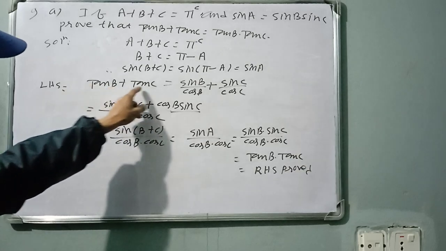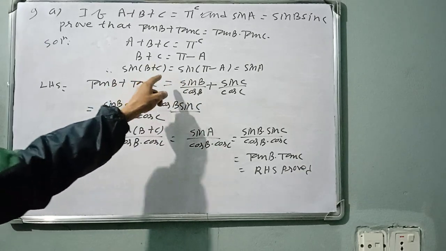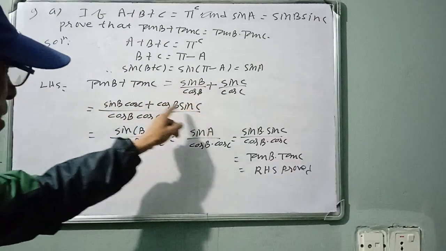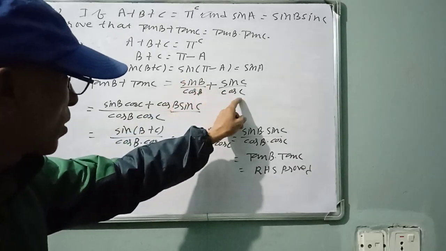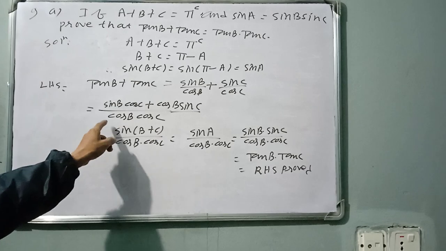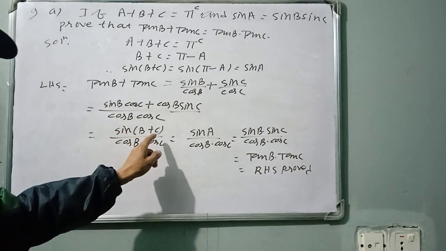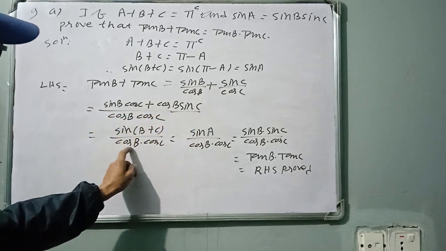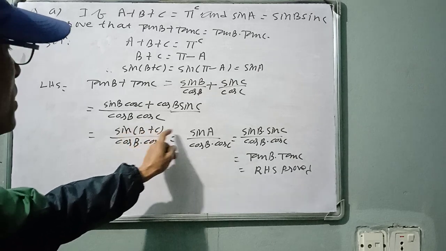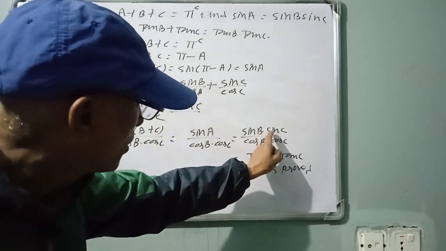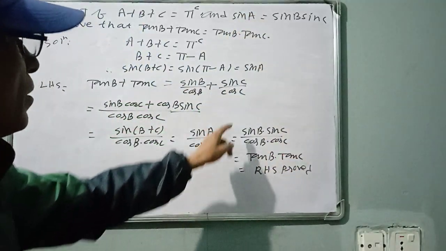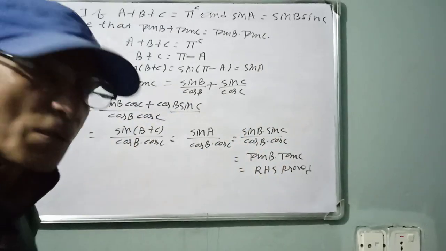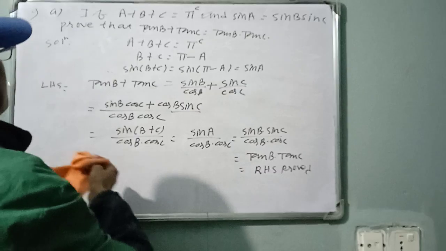Left hand side: tan b plus tan c. Tan b is sin b by cos b, plus tan c, sin c by cos c. Take LCM cos b cos c. Sin b cos c plus cos b sin c. Formula sin (b plus c), compound angle formula sin a cos b plus cos a sin b. Denominator same. Sin (b plus c) is sin a. Proved. But sin a equals sin b into sin c, given. Now sin b upon cos b is tan b, sin c upon cos c is tan c. I just proved. In this way you can prove it. 9a.